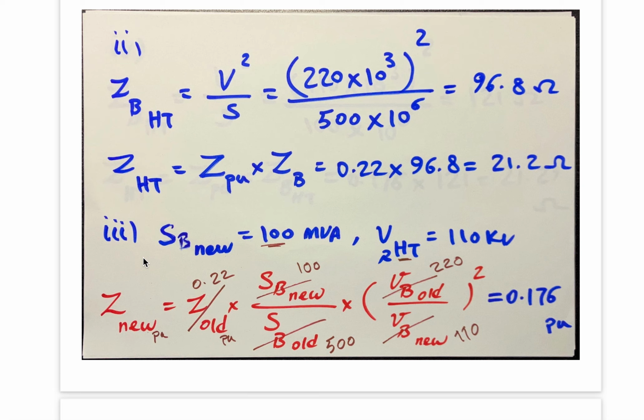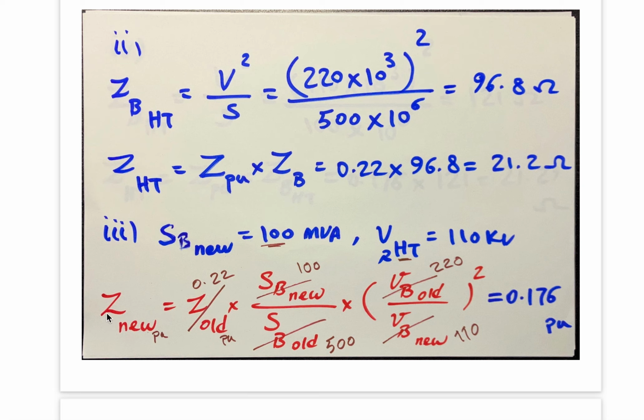Section 3 says if the base power of this system changes to 100 MVA. So the transformer has its own capacity rating 500, but in my new system, I'm considering 100 MVA as the base power. And also the base voltage on the high tension side is going to be 110 kilovolt. You need this big formula for transformation from a given per unit to a new one.